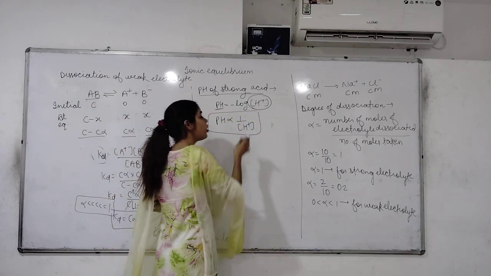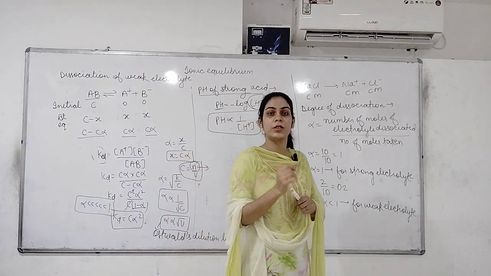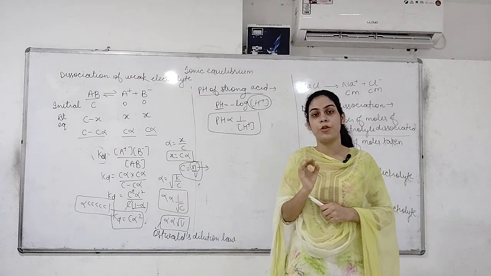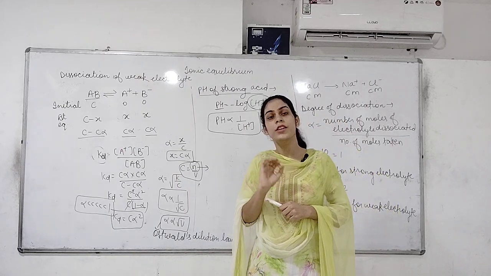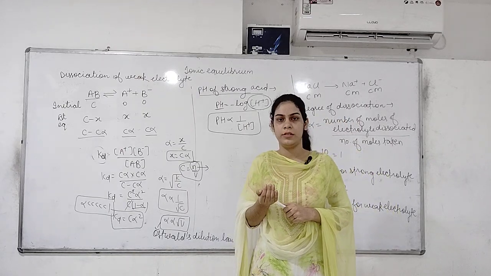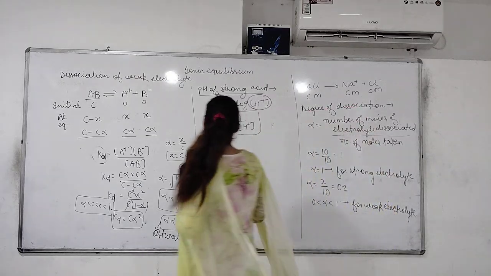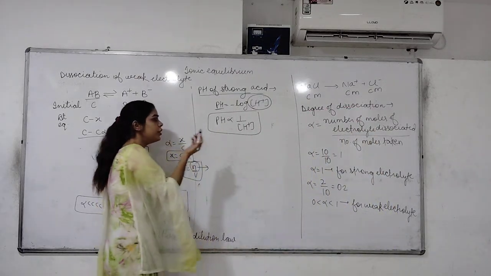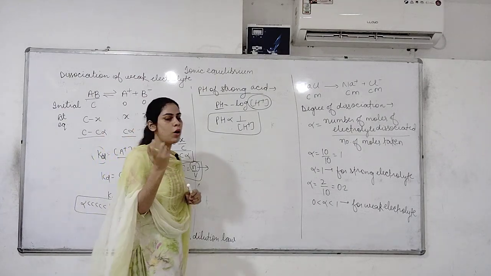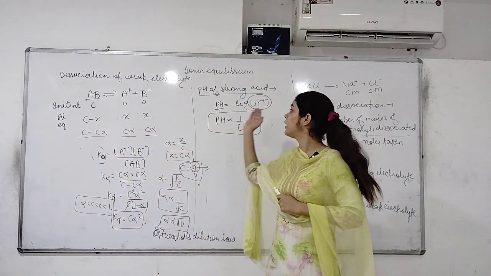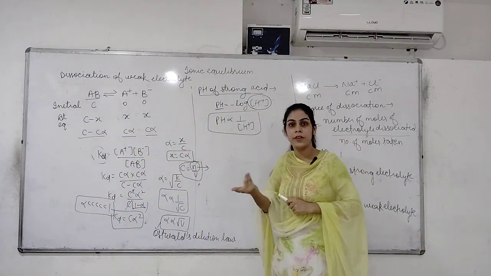Since strong acids are those acids which release a large amount of H positive ion in the solution, they will have low pH. The pH of strong acid is generally low. So how to calculate pH of strong acid? You just need to know about concentration of H positive. You will take negative log and pH will be found out.